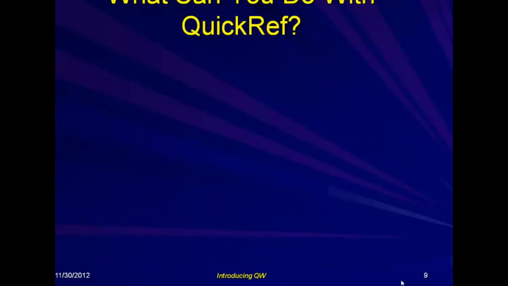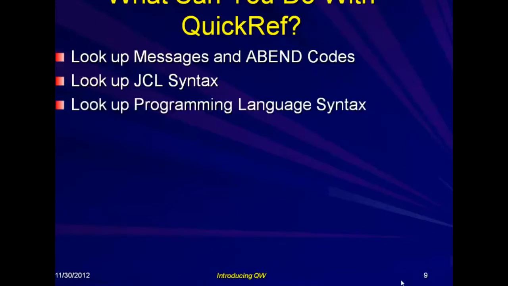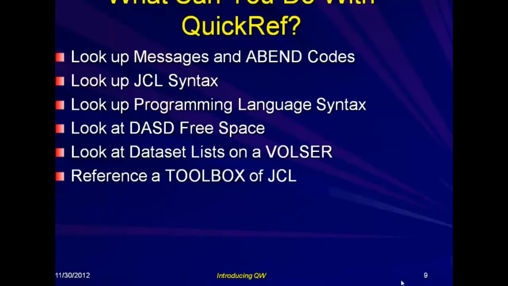Okay, now let's make a list of the things you can do with QuickRef. The list might look something like this. Look up messages and abend codes. Look up JCL syntax. Look up programming language syntax. Everybody likes to look for DASD free space. You might want to look at the data sets that are on a volume. Or you may wish to reference a toolbox of JCL. Please note, there will be videos for each of the topics in this list.